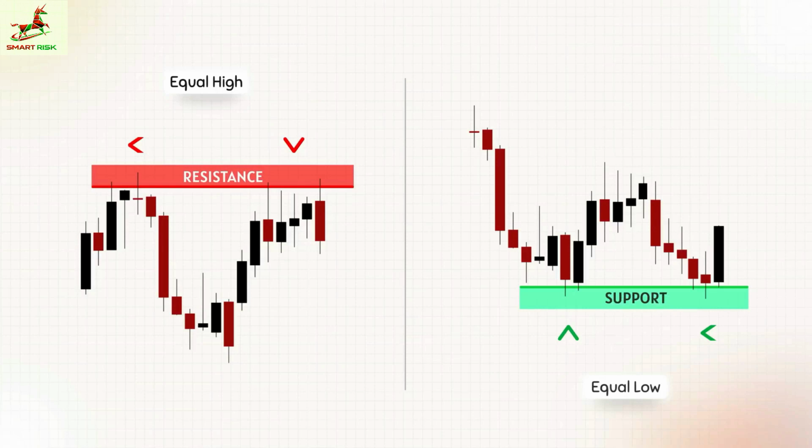Operators know that retail traders treat equal highs as resistance and equal lows as support. That's exactly why whenever operators need liquidity, they target these areas first, because there's a massive number of retail traders' stop loss orders sitting in one place.